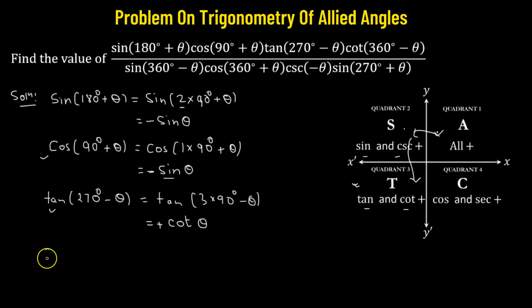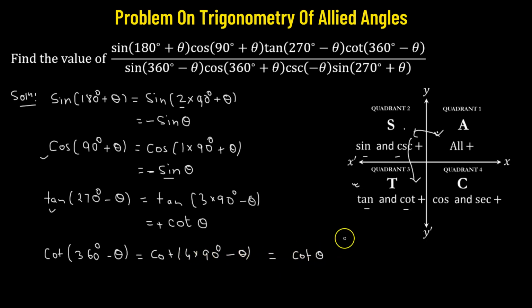Then coming to cotangent of 360 degrees minus theta. So this is going to give us cotangent of 4 times 90 minus theta. 4 is an even number, so here we have an even multiple of 90 degrees. So cotangent will not change. We're going to get simply cotangent and the angle will be theta. 4 times 90 means we are in the fourth quadrant and we're subtracting theta from it. That's fine. We're still going to lie in the fourth quadrant because theta is between 0 and 90 degrees. In this quadrant, only cosine and secant are positive. Everything else is negative. So this is going to give us a negative value.